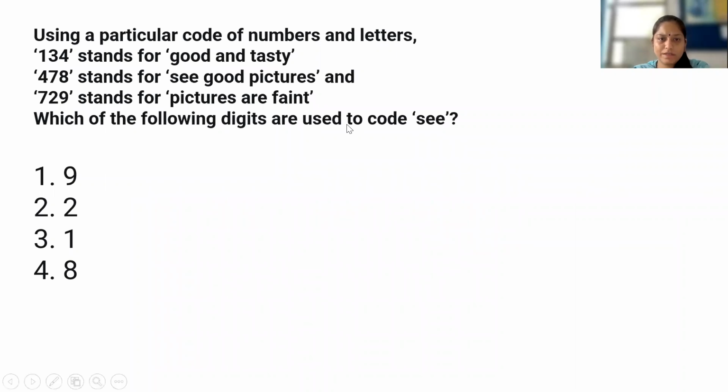The next question is, using a particular code of numbers and letters, 134 stands for good and tasty, 478 stands for see good pictures, and 729 stands for pictures are faint. Which of the following digits are used to code C?